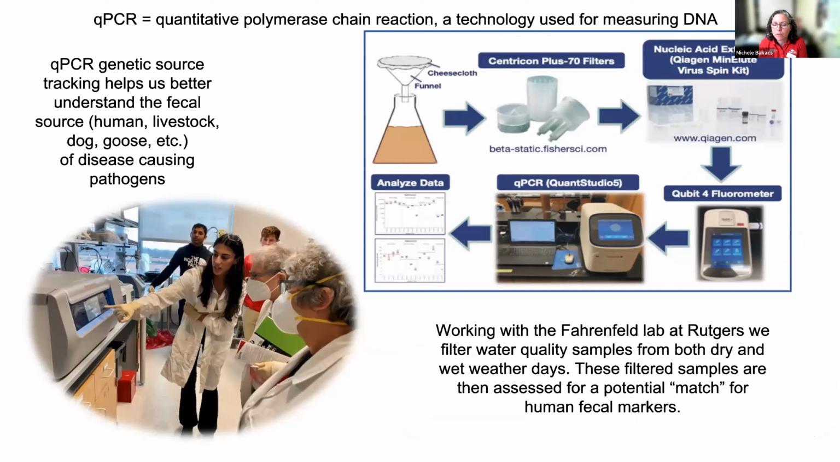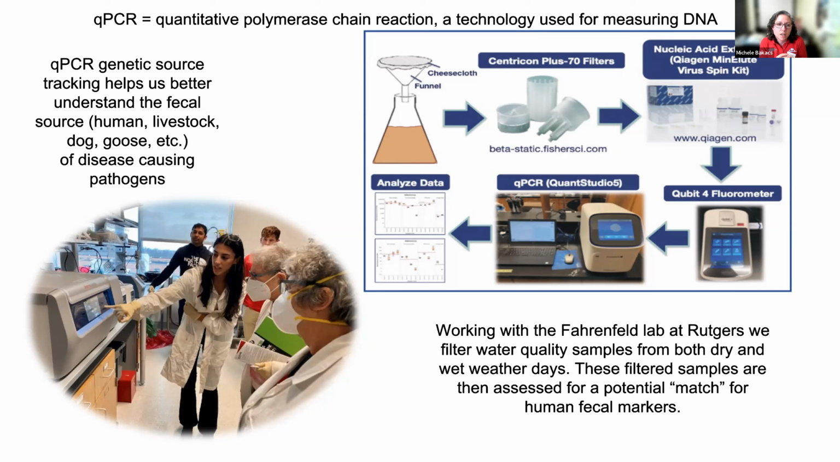So just a little bit deeper dive into this. We've established that there are some issues with pathogens at the Lower Raritan River. Now we want to know, where is it coming from? Where are these pathogens coming from? What's the source, right? So we've been working with Dr. Nicole Fahrenfeld's lab to try to get at what the sources are of some of these pollutants, and they use a technique called qPCR, quantitative polymerase chain reaction, a technology used for measuring DNA.